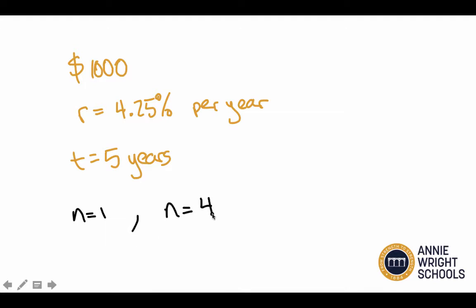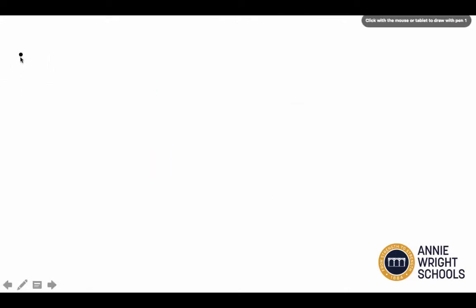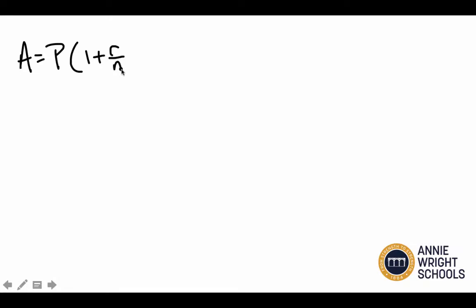Let's do n equals 4. That's what we call quarterly. Let's do n equals 12. That would be monthly. And let's do n equals 365. That would be daily. Pause the video, plug these numbers into your calculator, and see what the amount of money you would have in your account if you put in $1,000 at 4.25% interest per year for 5 years, compounded at these 4 different levels. Start with the formula. A equals P times 1 plus R over N to the NT.